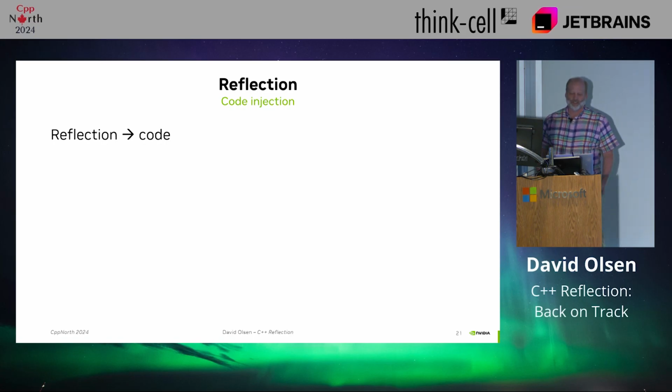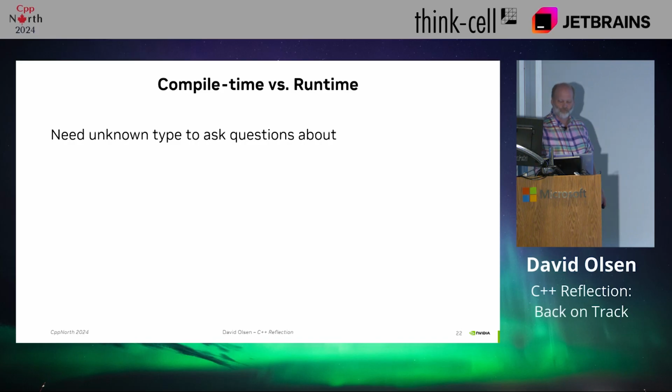While introspection needs to have a reflection operator to go from the code world to the reflection world, code injection needs to do the opposite, going from the reflection world back to the code world. Every decent reflection scheme will have some way of doing this, though it is usually not as simple as an operator. For reflection to be useful, there needs to be something unknown for the program to ask questions about.